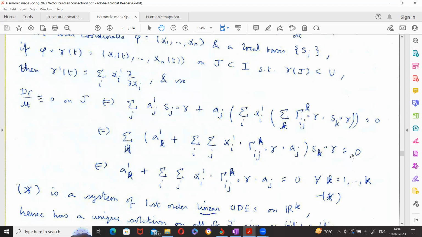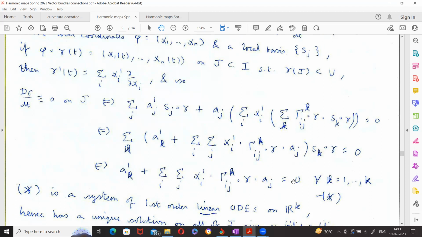So this is equal to 0. And since the Sk are a local basis, that means that each of these coefficients is 0, for k going from, oh, there's bad notation here. k is also the rank of the vector bundle. But anyway, sorry about that. So then for each k, ak prime plus the sum over i and j of xi prime times gamma ij k composed with gamma times aj equals 0.